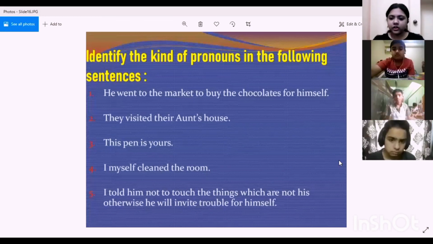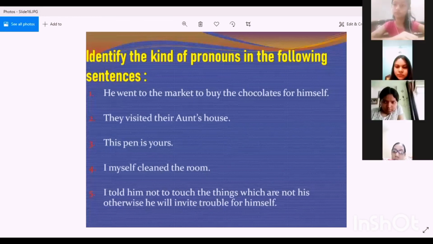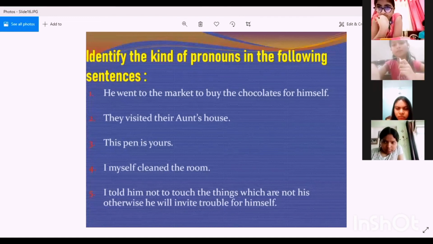Anirudh, what is your answer? Ma'am, my answer is also that, ma'am, myself is a reflexive pronoun and I is a personal pronoun and him is also a personal pronoun. There's no myself in this sentence, Anirudh. Himself. Ma'am, sorry, he is also a personal pronoun. Please don't talk. Don't speak in between. I'll come to you. Okay.